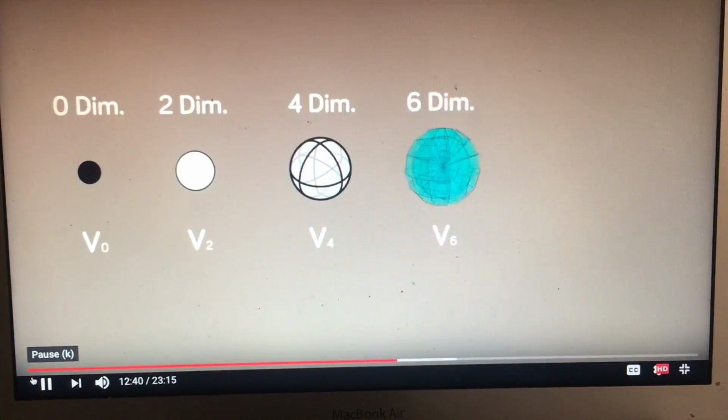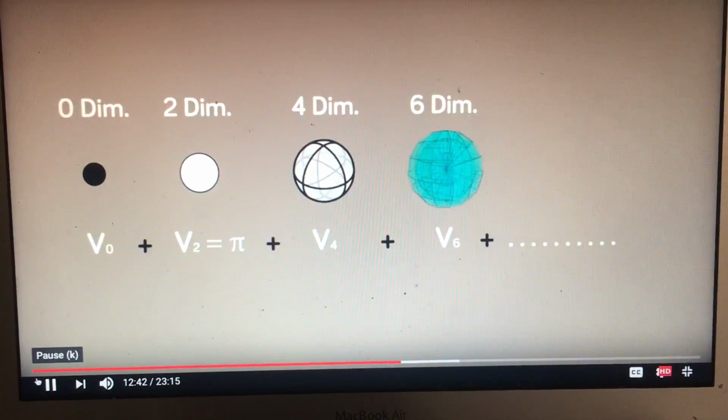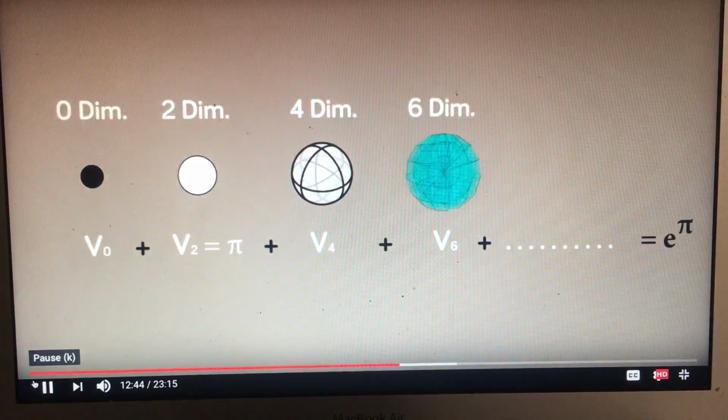And with that, let's now transition to something else interesting that happens in the 5th dimension, which goes back to the video I made about adding up all the volumes of even-dimensional unit spheres, which comes out to e to the pi for anyone who hasn't seen it.